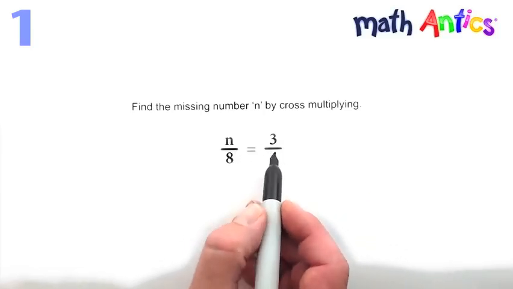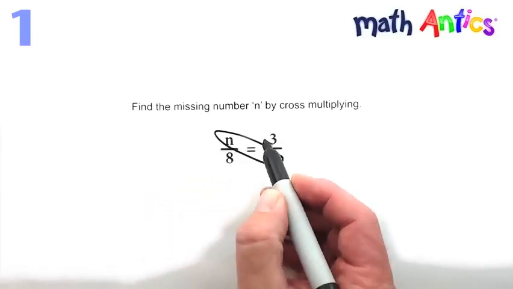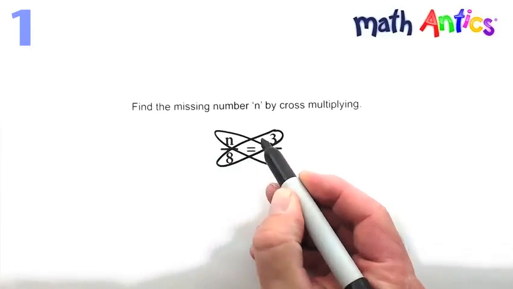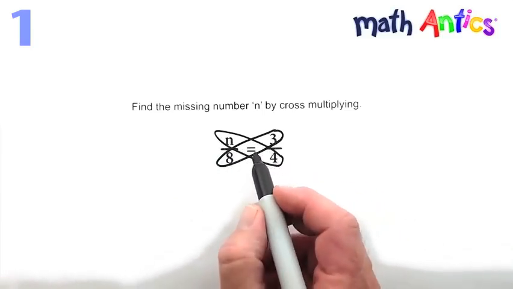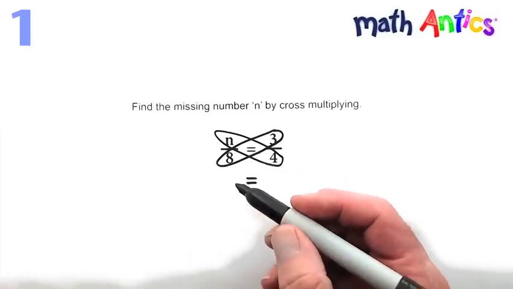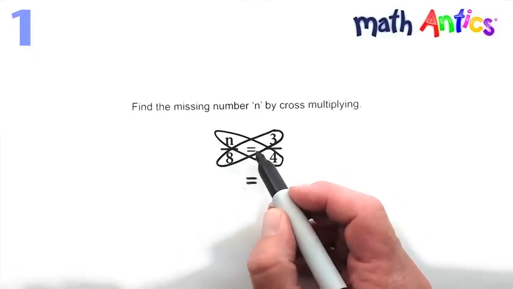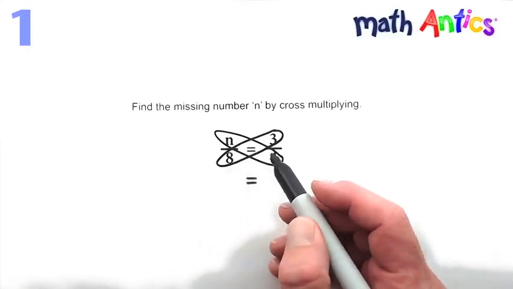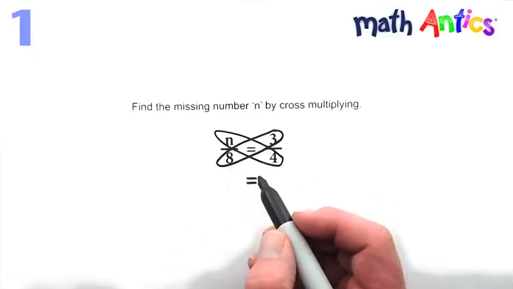To do that, we draw this cross shape, these circles, so that we know which terms or which numbers we're going to multiply together on each side of our new equation, because this is going to give us a new equation. Really, this is just a way of rearranging this proportion so that we can solve for n easier.